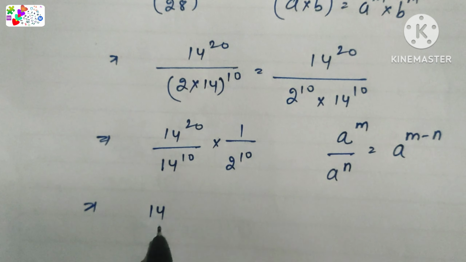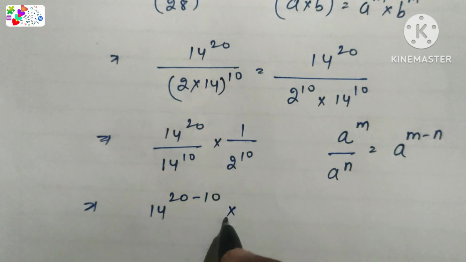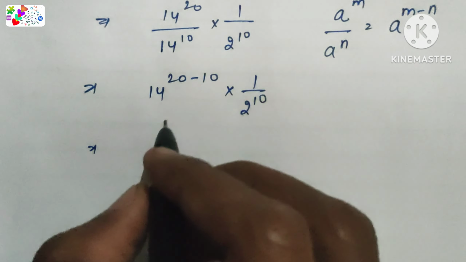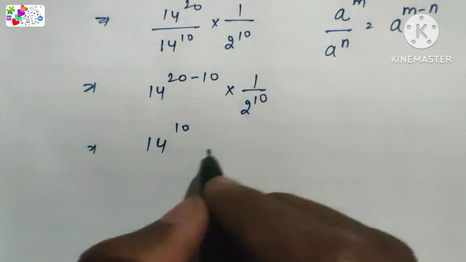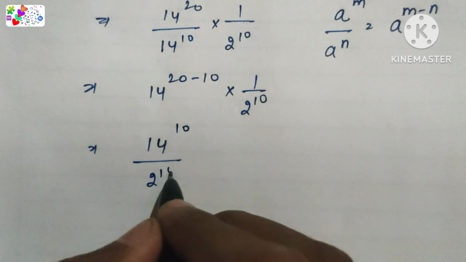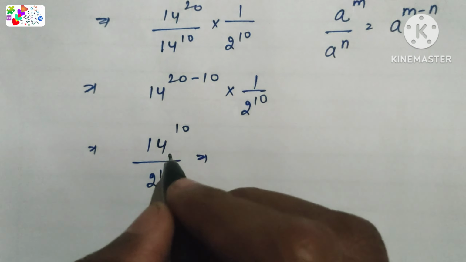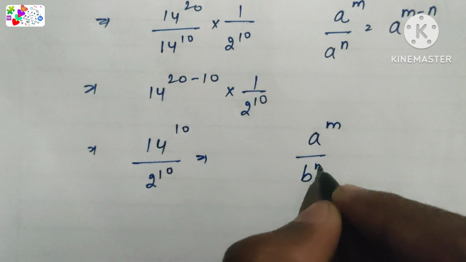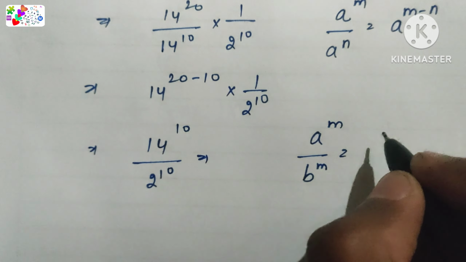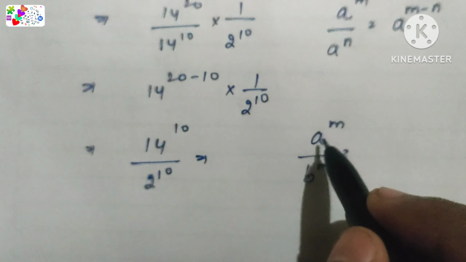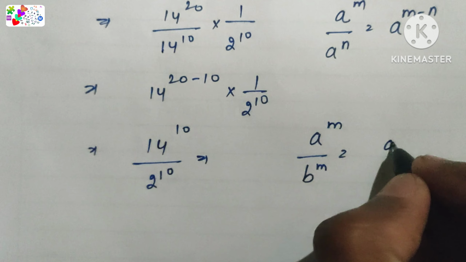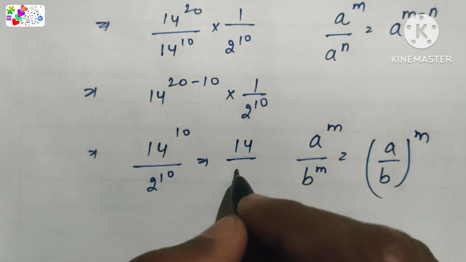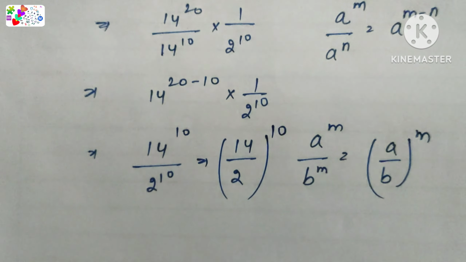Now using this property, let's start: 14 power 20 minus 10 into 1 upon 2 power 10. Now this is nothing but 14 power 10 upon 2 power 10. I can use another property here: a power m upon b power m is equal to (a upon b) whole power m. So this is also (14 upon 2) and whole of the power 10.